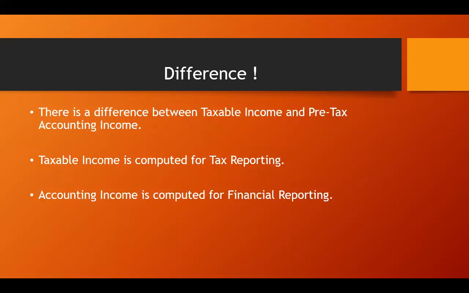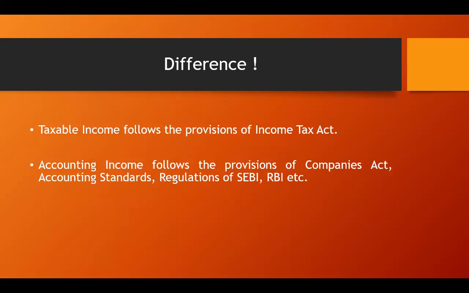Why is there a difference? There is a difference between taxable income and pre-tax accounting income. Taxable income is computed for tax reporting as per the Income Tax Act, while accounting income is computed for financial reporting following the provisions of the Companies Act and Ind AS. Often these rules and regulations under the Income Tax Act and Companies Act differ for recognition, measurement, and disclosure of the elements of the profit and loss account. Taxable income follows the provisions of the Income Tax Act. Accounting income follows the provisions of the Companies Act, accounting standards, regulations, etc.